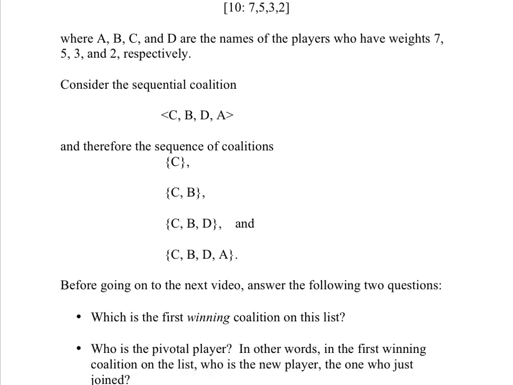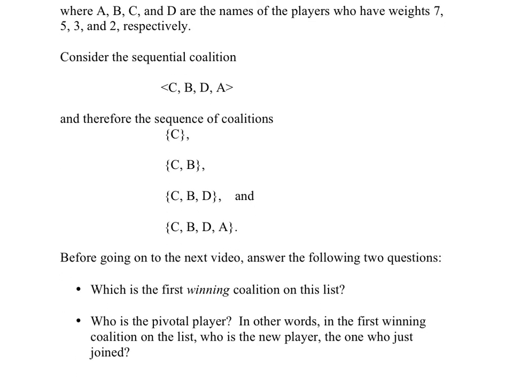Now, before going on to the next video, answer the following two questions. Of these four coalitions, which is the first winning coalition on the list, and who is the pivotal player? In other words, whichever coalition is the first winning coalition on this list, who is the new player, the one who just joined? That's the player who, according to Shapley and Shubik, is exercising the real power in this scenario.